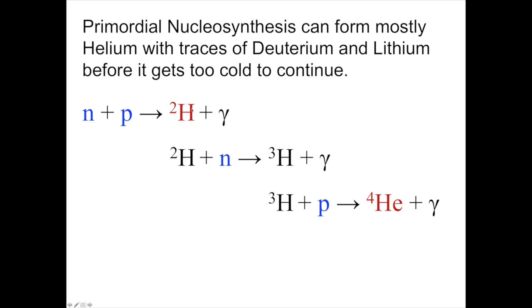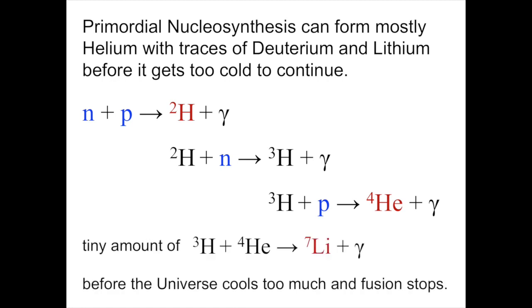This now gives us two of the products we expect from primordial nucleosynthesis. There's a long chain of three reactions that ends with two protons and two neutrons being fused into a helium nucleus, a nucleus consisting of two bound protons and two bound neutrons.